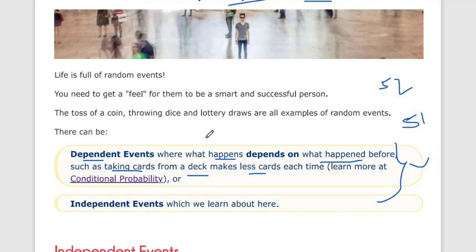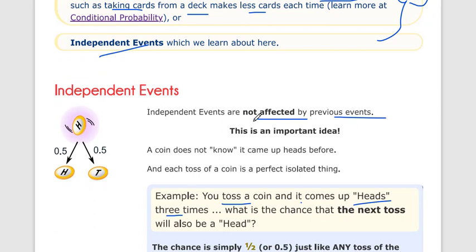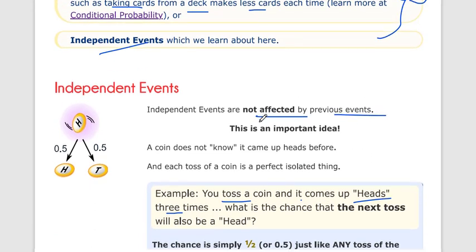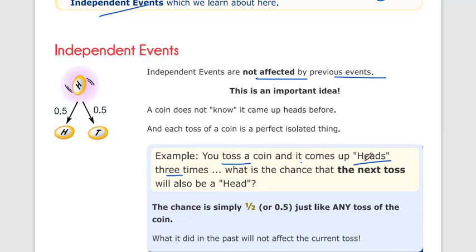Independent events do not depend on others; they are not affected by the previous outcome. If you toss a coin and it comes up heads 3 times, what is the chance that the next toss will also be heads? It's always 50%, or the probability is 1 by 2. It does not depend on the previous outcome.